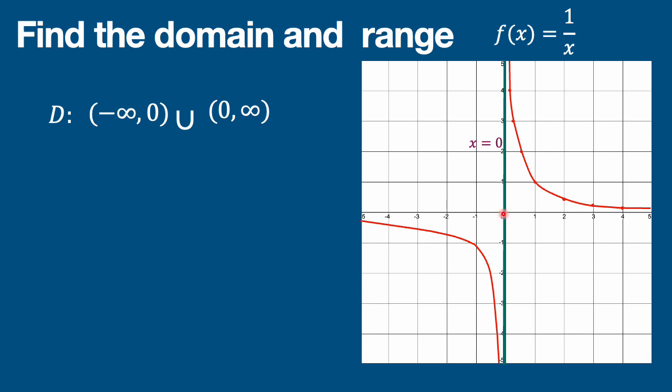The same thing goes for the range. Look at the y values. This line doesn't have any point. So the range for the rational function excludes this line, the horizontal line, which means y value is 0, right? The range is negative infinity to 0, union 0 to infinity. What's the role of x equals 0 and y equals 0 for the rational function? I'm going to discuss that in the next slides.